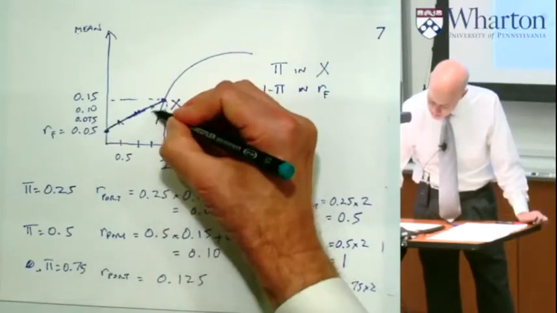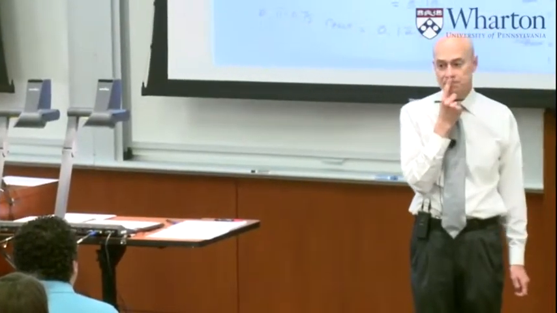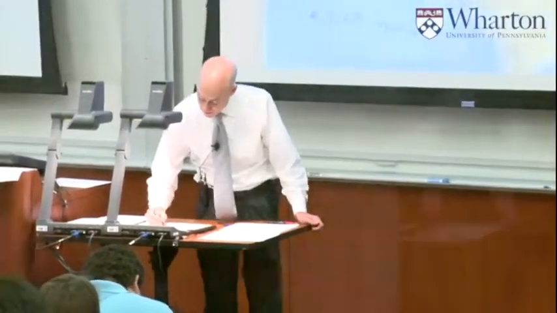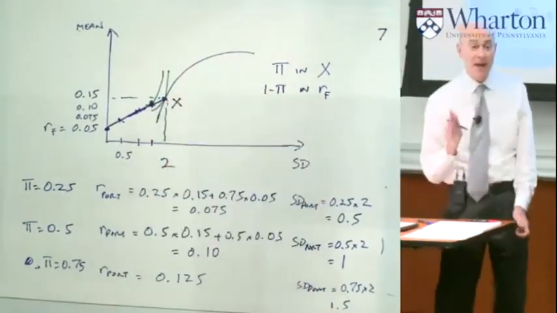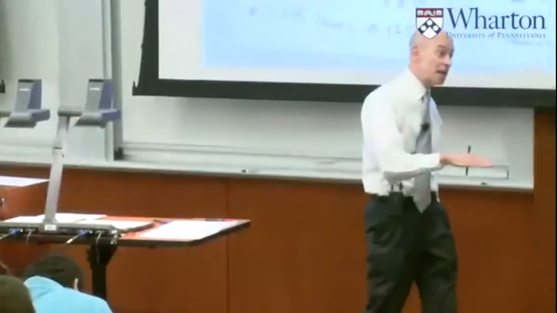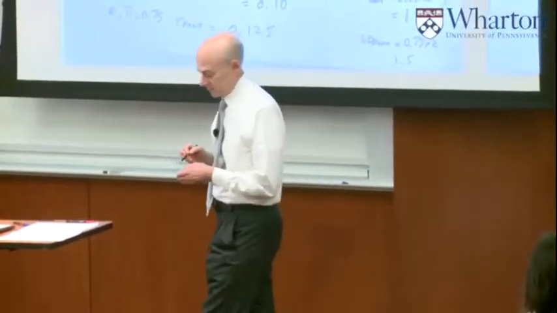Now, this is where the person was without the risk-free. Can they do better than that now? They can move to a higher indifference curve. Maybe something like that. So by mixing the risk-free with the risky stocks, they can make themselves better off.